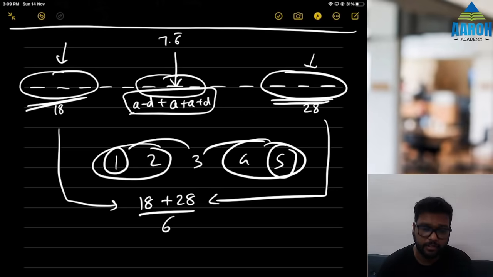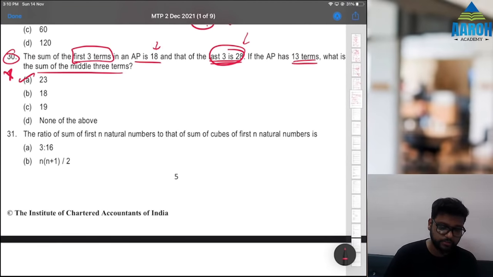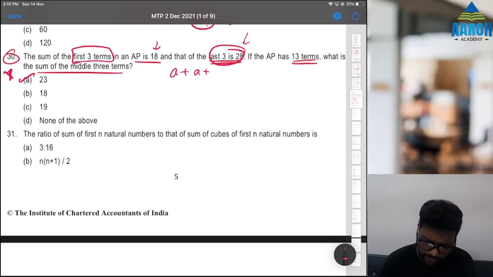If we add this, D will be cancelled, so 3A. Okay, so this is A and we want 3A, so 3A will be what? 7.66666 into 3, which is 22.9 recurring, which is 23. So 23 will be the correct answer. Or you can go by our normal way, which is first three terms is this, or you can use the Sn formula also.